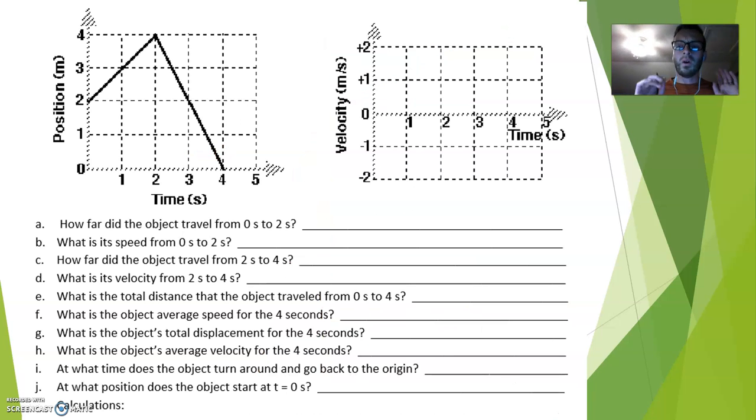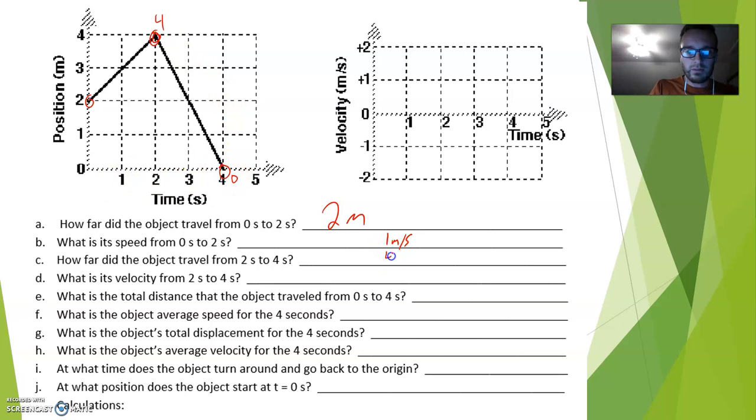All right, let's see all the details we can tease out of this position time graph. How far did the object travel from 0 to 2 seconds? Well, it looks like we traveled 2 meters. We went from a position of 2 to a position of 4. What's its speed? Well, if you went 2 meters in 2 seconds, not rocket science to say it's 1 meter per second. How far did the object travel from 2 to 4 seconds? Well, it looks like we started up here at 4 and we made it all the way down to 0, right?